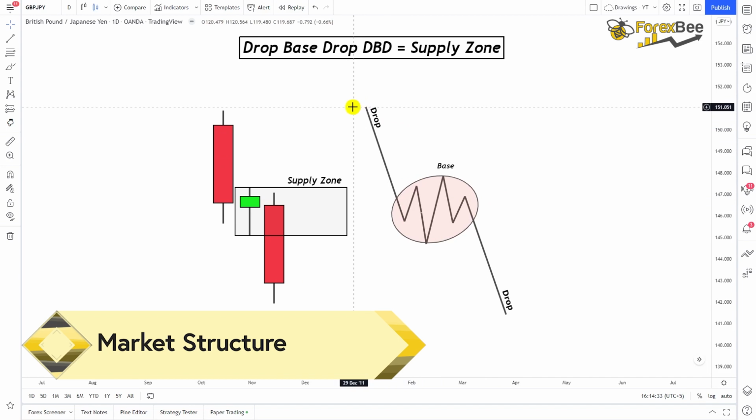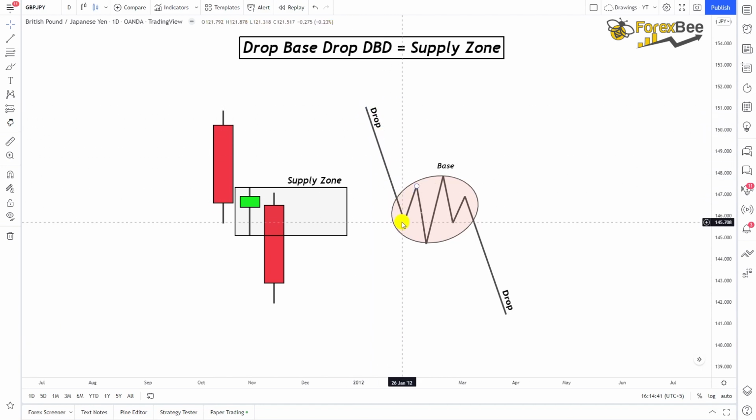First of all, let's talk about the market structure behind this supply zone. So in market structure, this supply zone is formed when there is first an impulsive move in the bearish direction, as you can see here, and then there is a ranging market for a moment. These small candles represent the ranging market, and this is called the base zone of this supply zone. And then again, after the range, there is an impulsive move in the bearish direction.